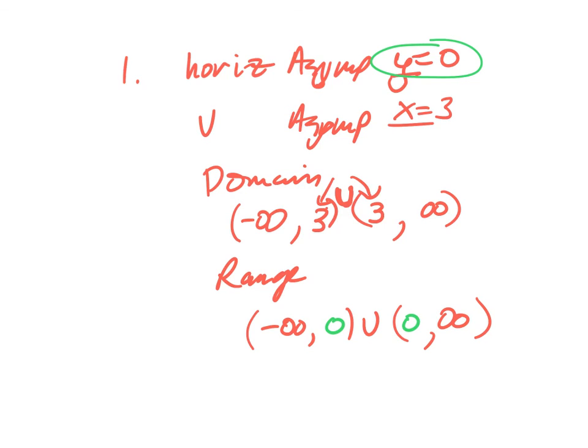Now, if I was doing this on the Schoology, I would be typing in INF for infinity. So negative inf, comma, 0, union 0, comma, inf. And don't forget to use a capital U in between. That's the union symbol.